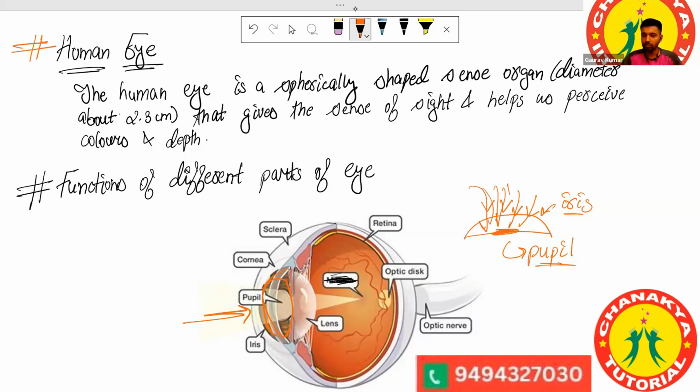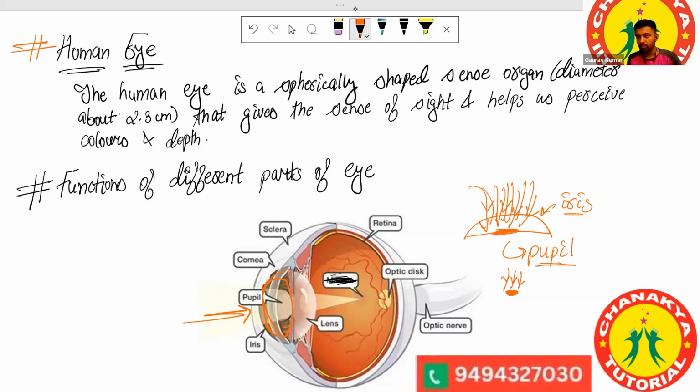Okay, the sun is emitting huge intensity, right? So in that case, the iris will decrease the size of the pupil, and the pupil becomes small. Why? So that very less light enters and it does not damage our eye.